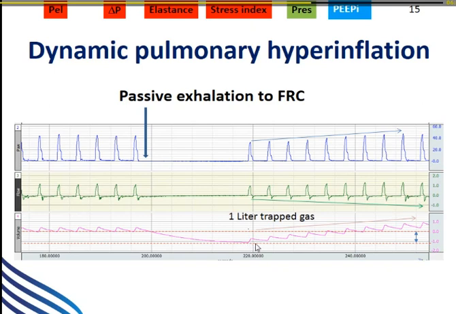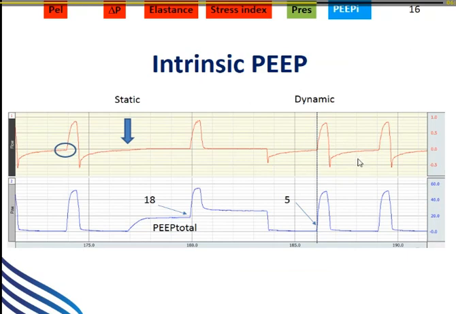At this point, we resumed the mechanical ventilation, and you see it took some breaths for the previous state to recover. At the same time, we observed a progressive increase in the peak pressure due to the fact that the intrinsic PEEP is going to happen. Indeed, the pressure corresponding to the dynamic pulmonary hyperinflation is named the intrinsic PEEP.